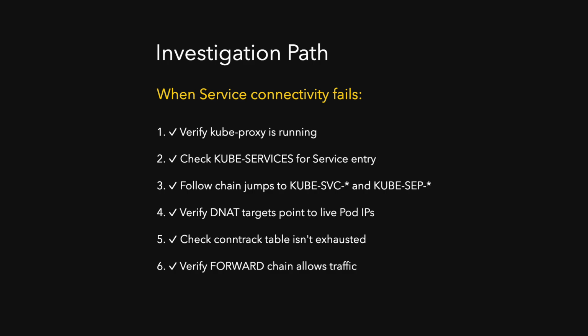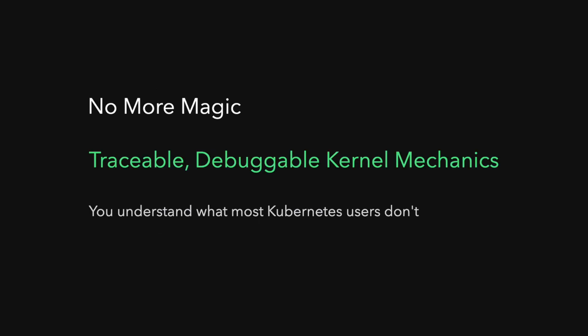When service connectivity fails, you now know the investigation path. Verify kube-proxy is running, check the KUBE-SERVICES chain for the service entry, follow chain jumps to KUBE-SVC and KUBE-SEP chains, verify DNAT targets point to live pod IPs, check the conntrack table isn't exhausted, verify the FORWARD chain allows traffic. This isn't magic anymore. It's traceable, debuggable kernel mechanics.